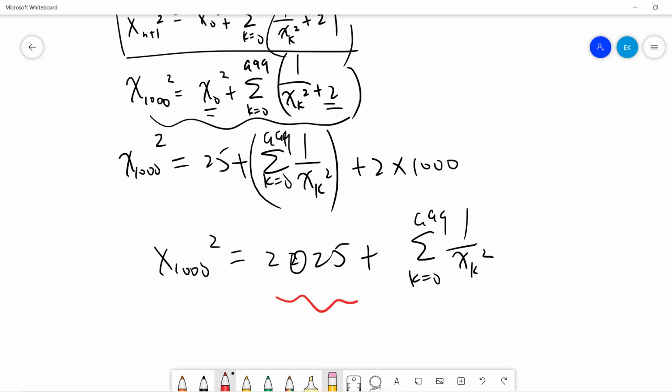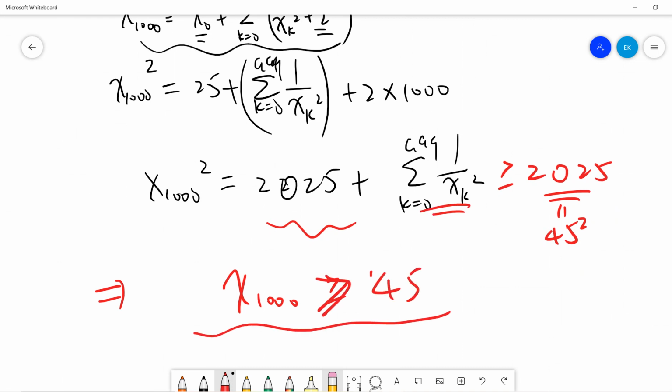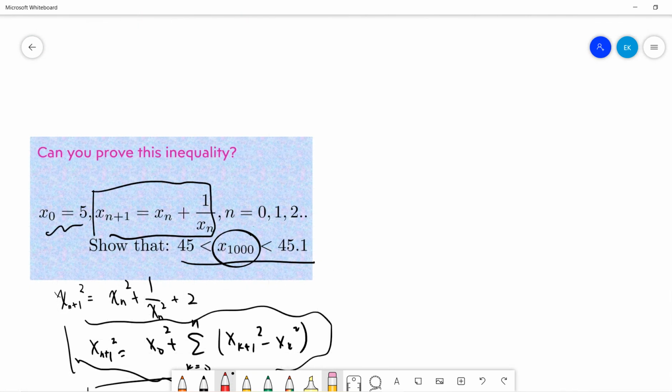Okay, so now you get a lower bound, right? The lower bound is 2025, which is 45 squared. So we proved the first part, that x1000 should be greater than 45, because these are all positive. And the next part, the difficult part, is where the 0.1 comes from.